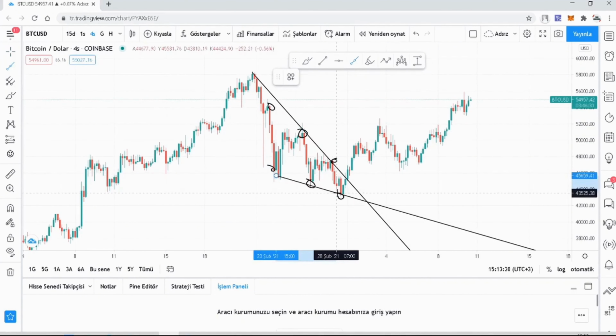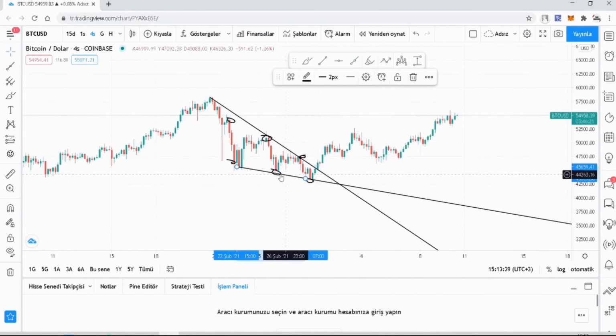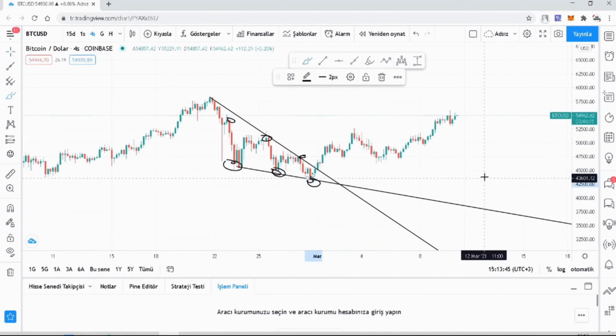Here there is also a downtrend present. As you can see here, the supports have always worked as this point. You can see these trend supports in this way.